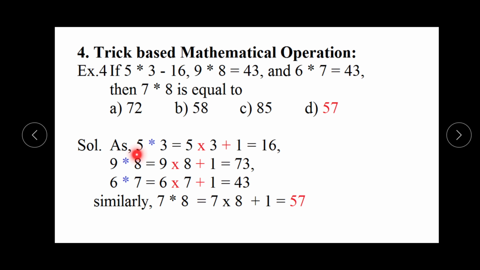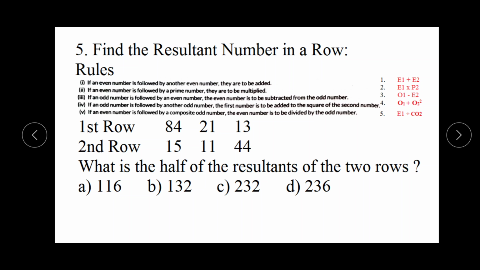So if we check here, 5 star 3 is equal to 16, then how is it possible? If we multiply these digits and then add 1, it is equal to 16. 9 star 8 means 9 multiplied by 8 plus 1, that is equal to 73. So what is the pattern, what is the process? We are multiplying these numbers, values or digits and then adding 1. That way we can find the answer. Here it is given 7 star 8, so we will multiply the numbers, 7 multiplied by 8, then plus 1 is equal to 57, the fourth option.